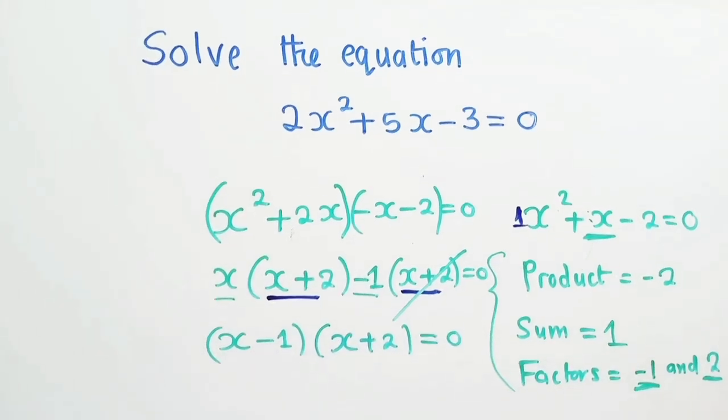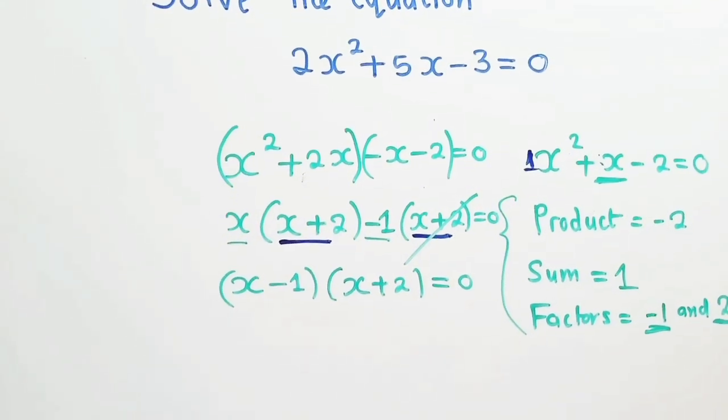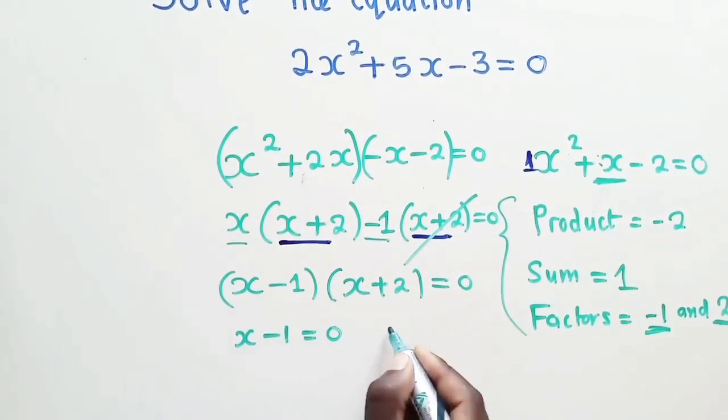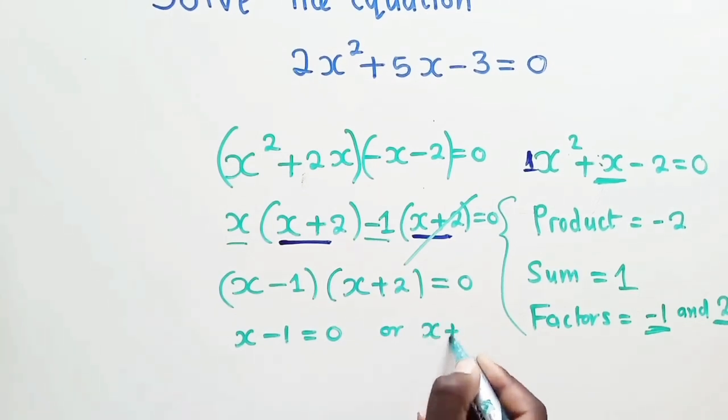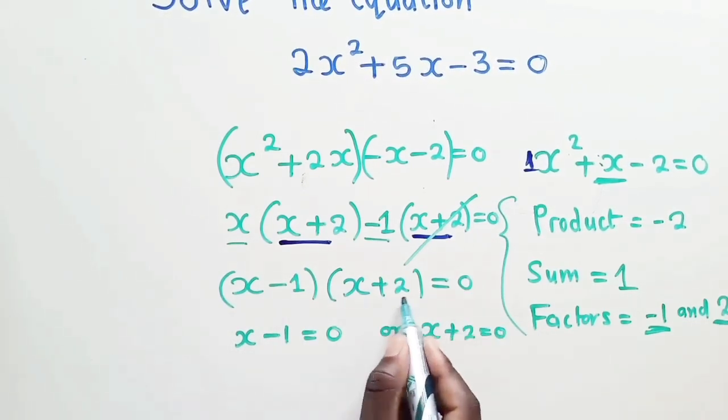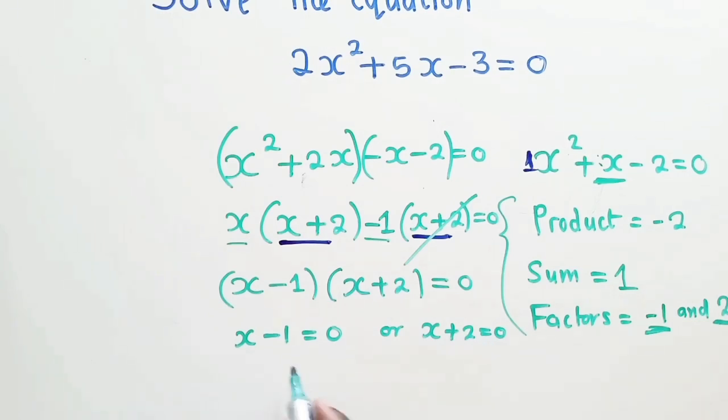You see? So now from this point, you say x minus 1 is equal to 0, or x plus 2 is equal to 0. Just get this equal to 0 or this equal to 0. Next, you solve. You shall have x is equal to 1. This one will come this side, it will be equal to 1. Here, this one will come this side, it will be equal to -2. So these are the two solutions for the example we have right here.